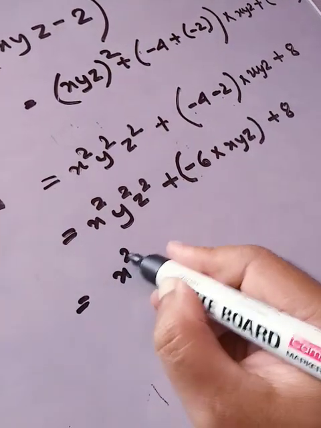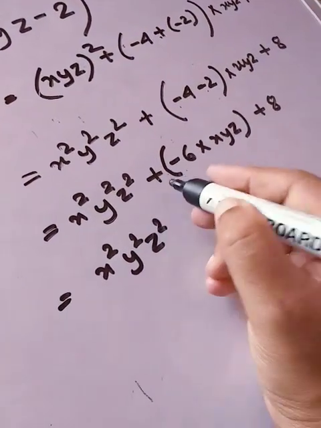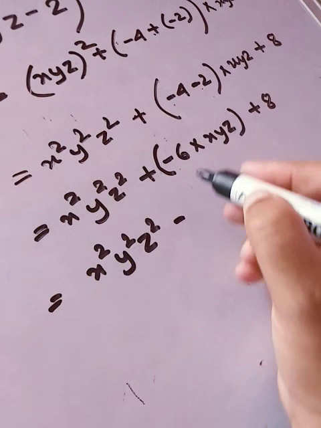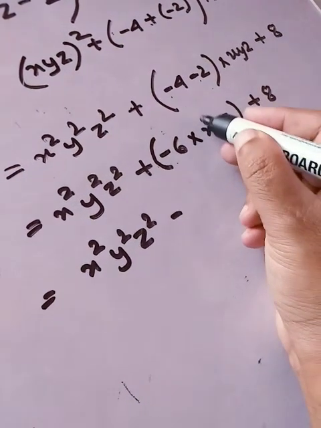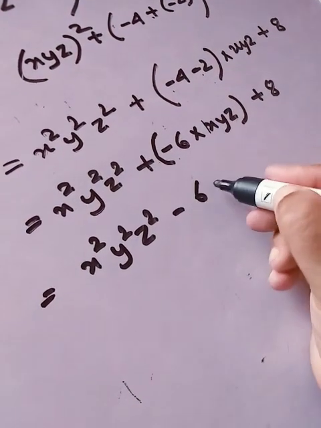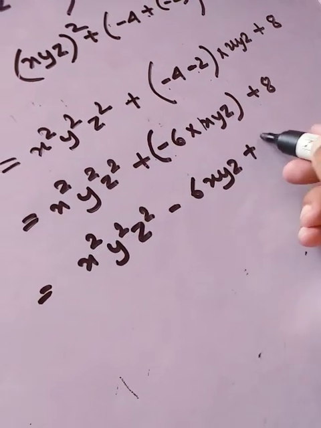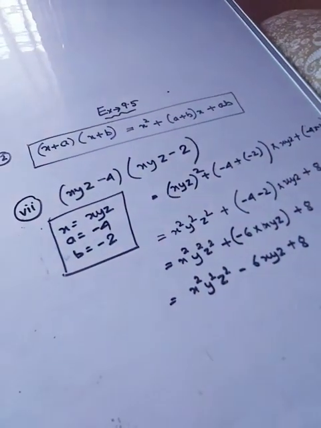Now what is the product? Plus minus is minus 6 into 1. No number is present, that means it is carrying 1. 6 1s are 6. xyz plus 8. So this is the solution of sum number 7.